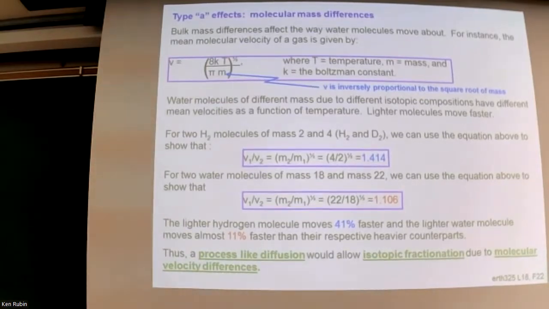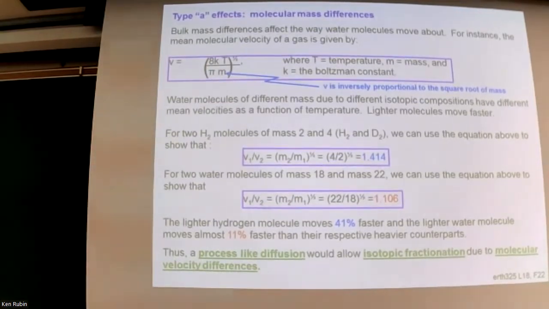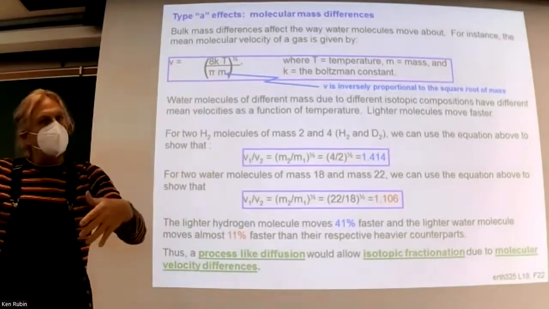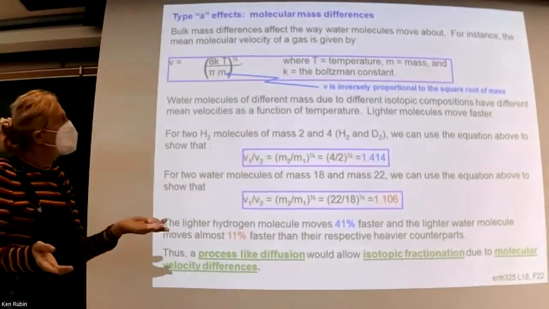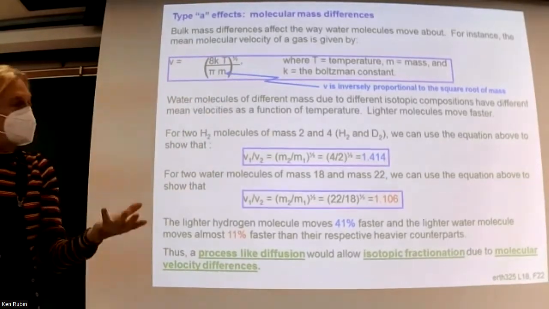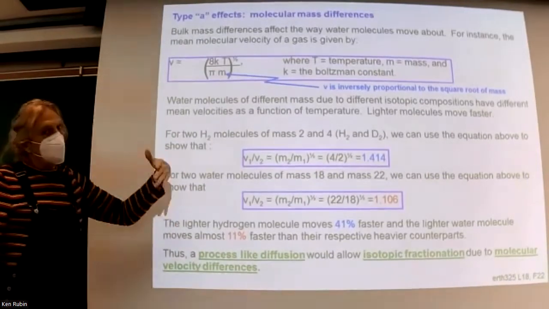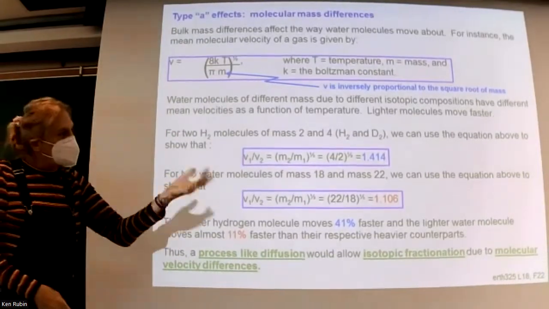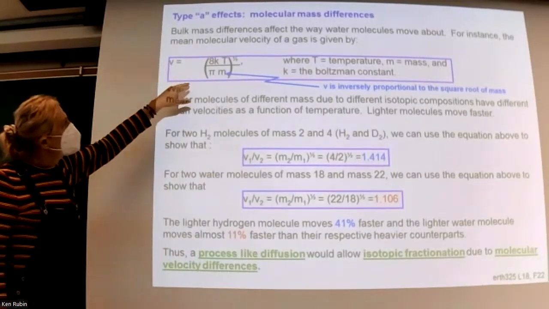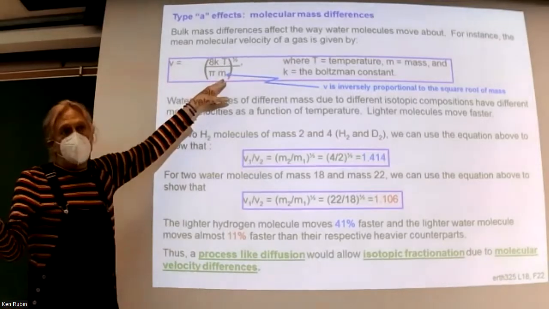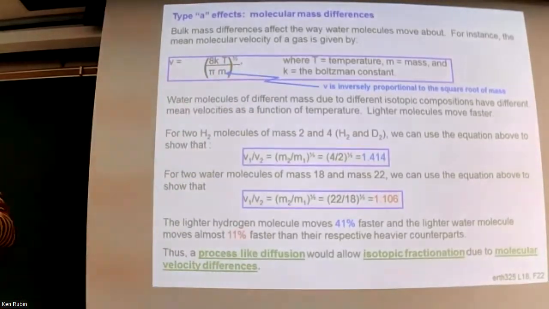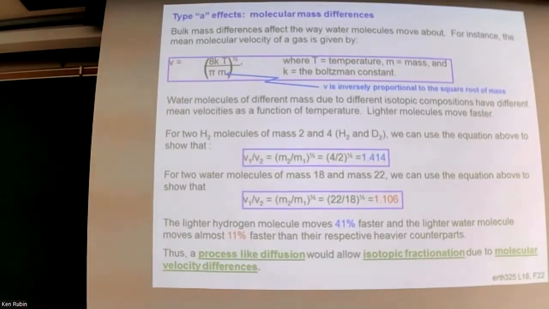Another thing we could do is say, no, we're going to look at the same temperature, but we're going to look at two different types of water, maybe the one with oxygen-16 or the one with oxygen-18. What's going to be different about them is their mass. So the amount of velocity difference between a water molecule of a mass of 18 and a water molecule of a mass of 22 is going to be reflected as a delta M, and that is the square root of that. And that allows us to predict exactly how much fractionation we're going to get.